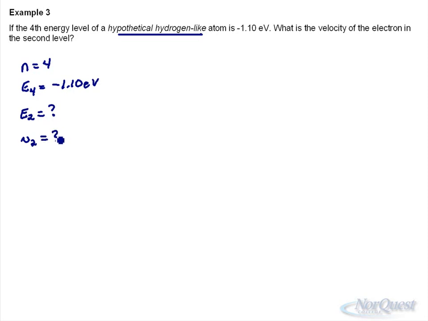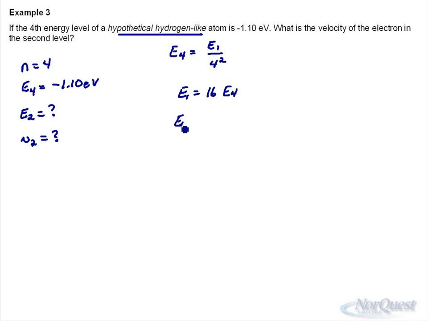We want to find out the velocity at the second orbit. Well, for us to find out the velocity, we first of all have to figure out what E2 is. Energy of that level is going to be how much energy the electron has. So the trick with this is E1 is not negative 13.6. That would only be true if this was hydrogen. Because it's hydrogen-like, we go back to Bohr's formula and we say E4 is equal to E1 over 4 squared, but we need to find out what E1 is. E1 is equal to 16 times E4.